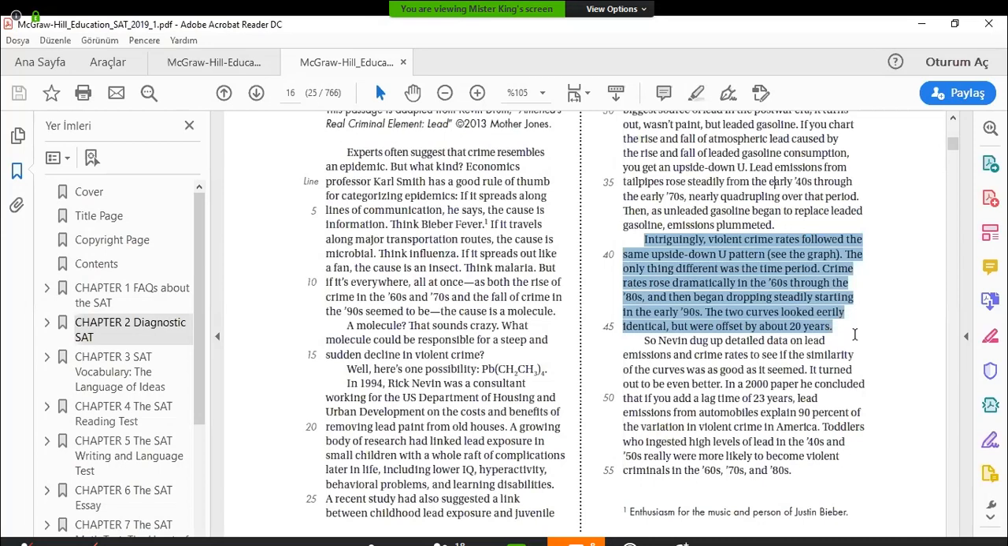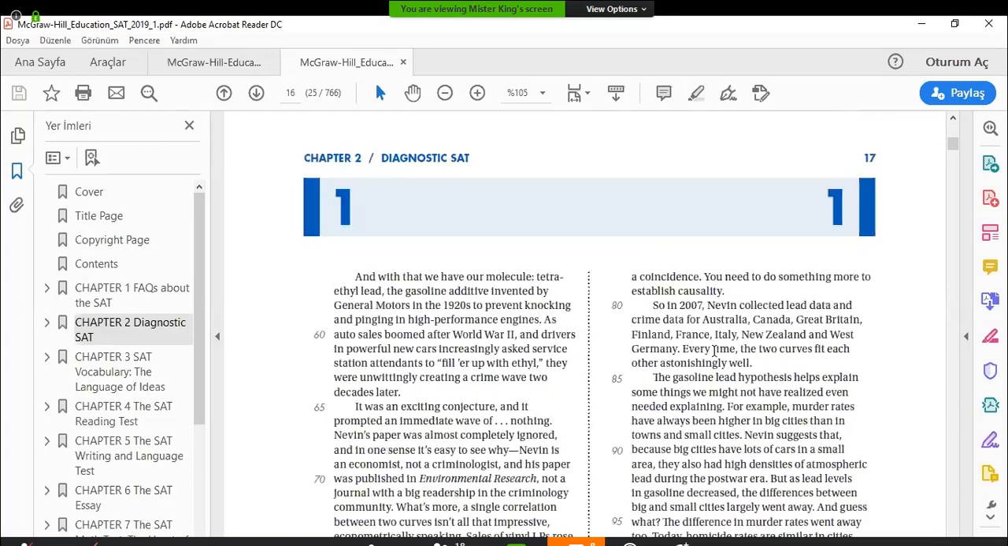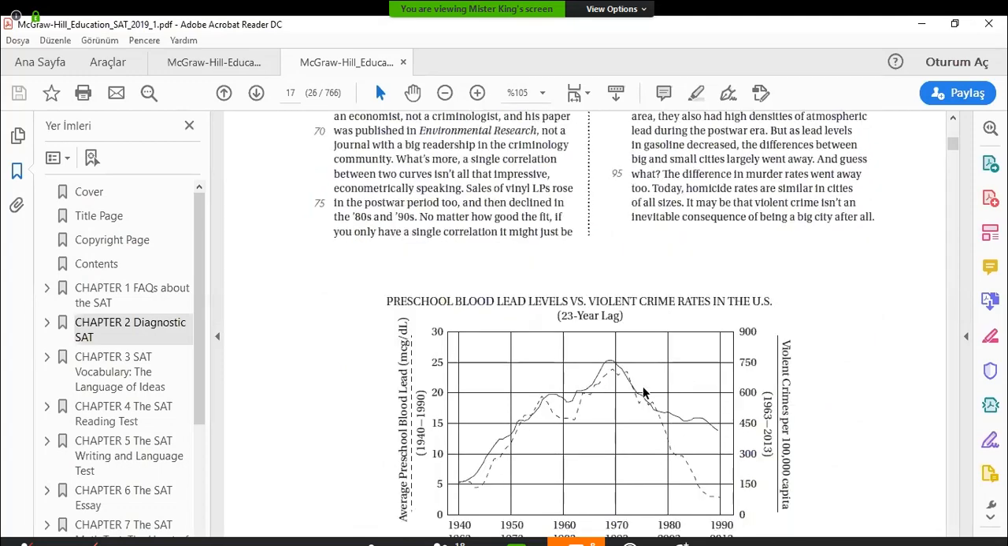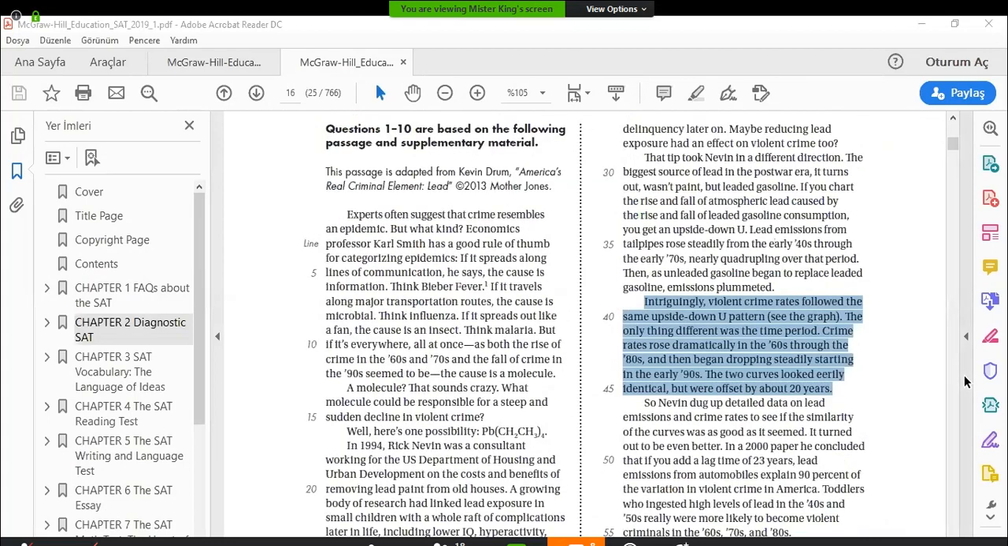Intriguingly, what does intriguingly mean? Interesting, very interesting. Sir, shall I read? Yes, please. Let's read the paragraph first. Intriguingly, violent crime rates followed the same upside-down U pattern. See the graph. Just a second, Heba. The graph U pattern goes in this way. In this way, you see. A is negative. Okay. Yes, Heba.